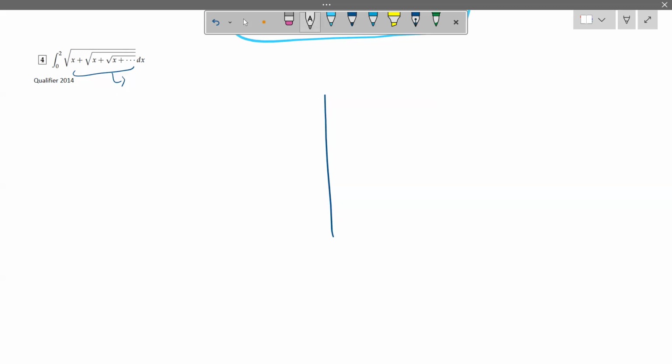Why is this the case? Basically, you see that this part of the expression is just a copy of the first part. It doesn't matter that it's inside of a seemingly larger expression. Because the expression keeps repeating itself infinitely many times, we can assume that this expression in its entirety is equal to some other letter, like maybe t. So let t be equal to this entire expression.